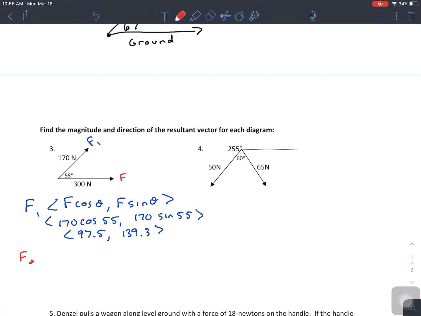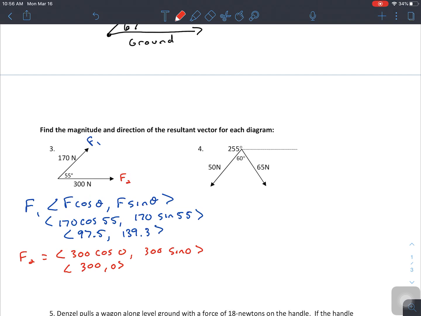Okay, so force 2, force 2. Set it up the same way. Okay, now the newtons are 300. And we're going to do cosine of 0 degrees because this is laying flat, like on the ground. Okay, then we're going to take 300 sine of 0. Throw this in your calculator. We get 300 and 0.